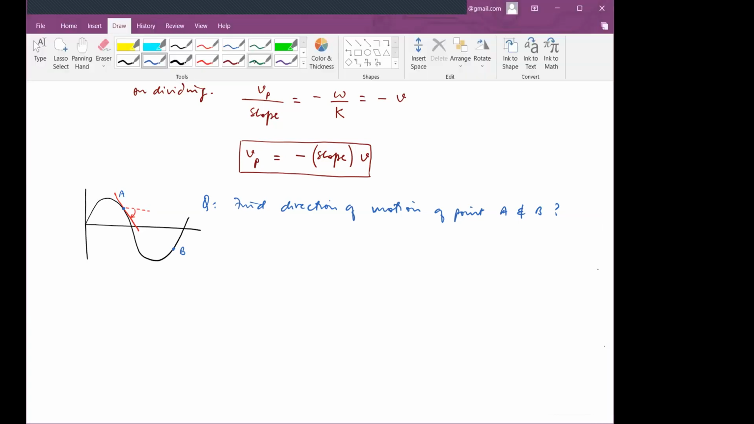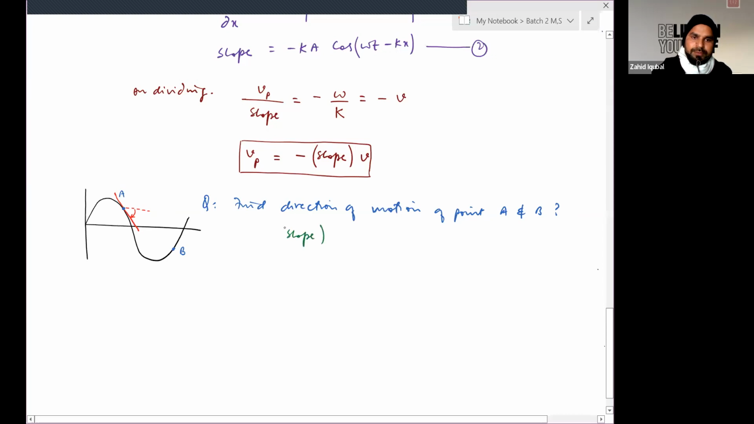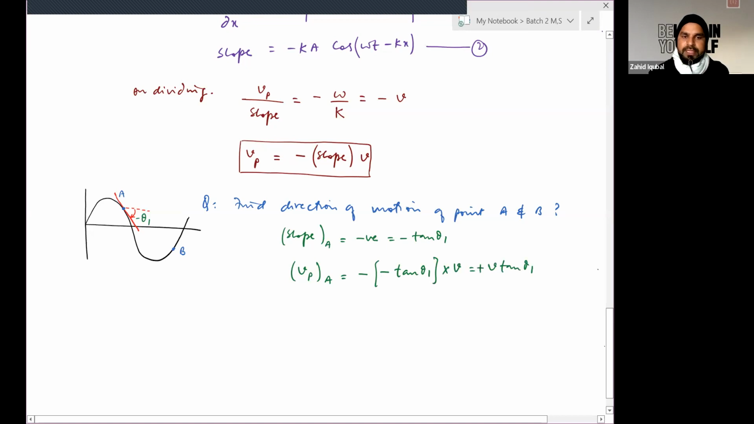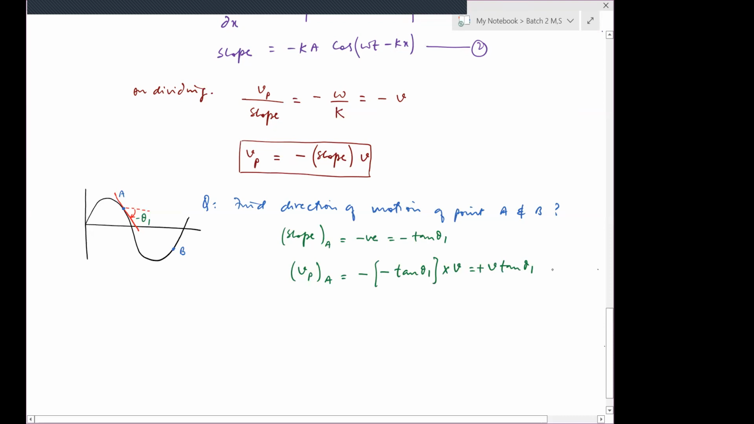So slope at point A is some negative value, let's say theta 1, so it will be minus tan theta 1. According to the formula, velocity of particle at point A is minus of slope, and slope we have minus tan theta 1, multiplied by velocity v. So this minus and this minus will become plus v tan theta 1 in positive direction. So we can say particle at point A must be going upward. Is it clear? Yes, sir.